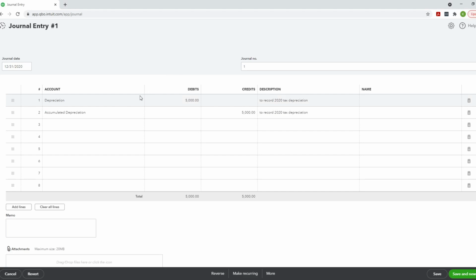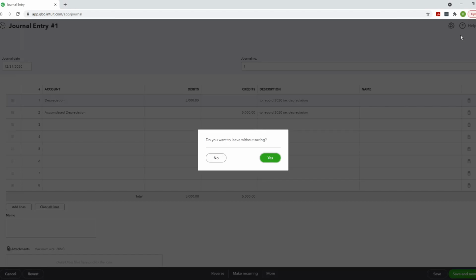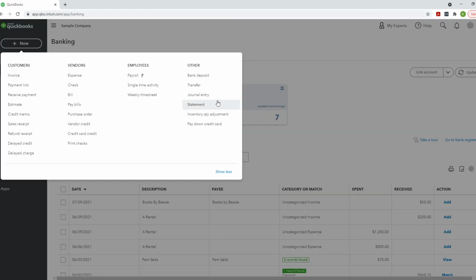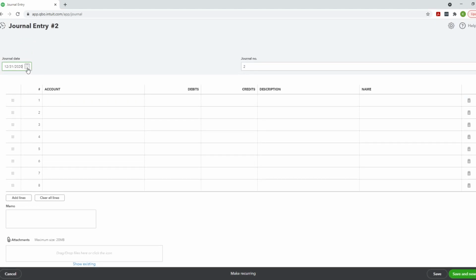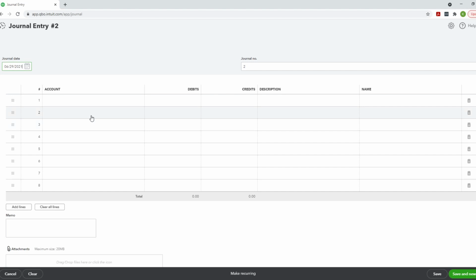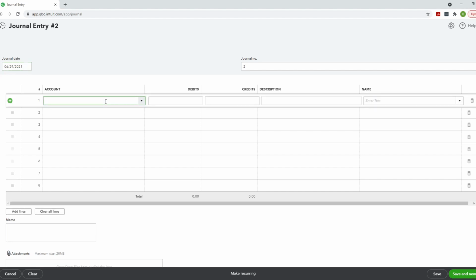So again, here we've got our depreciation. Now let's do one more type of journal entry. So again, new journal entry. Now let's say today I went to Home Depot and I accidentally gave the cashier my personal credit card to pay for some job supplies. We're not going to see that on our bank feeds because it's on my personal credit card. But it's still a business expense, so we want to make sure we capture that.